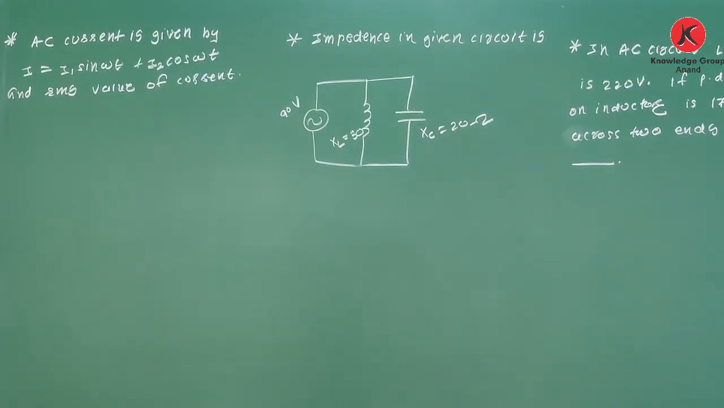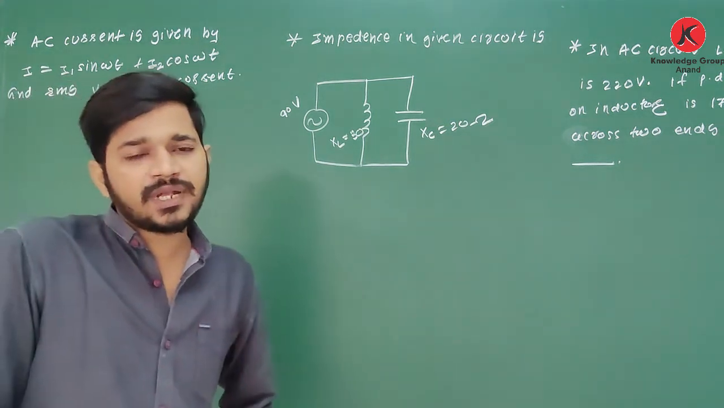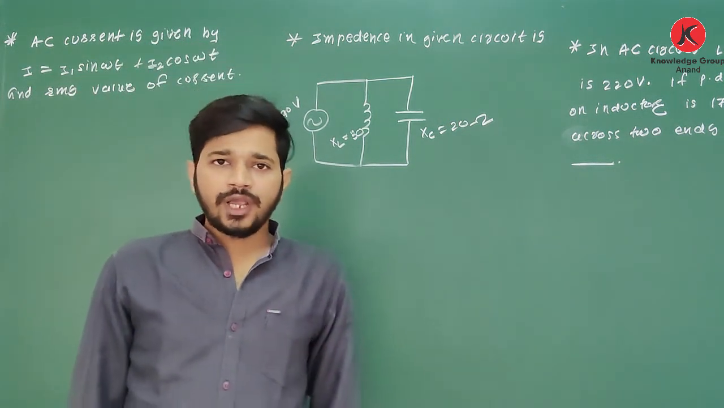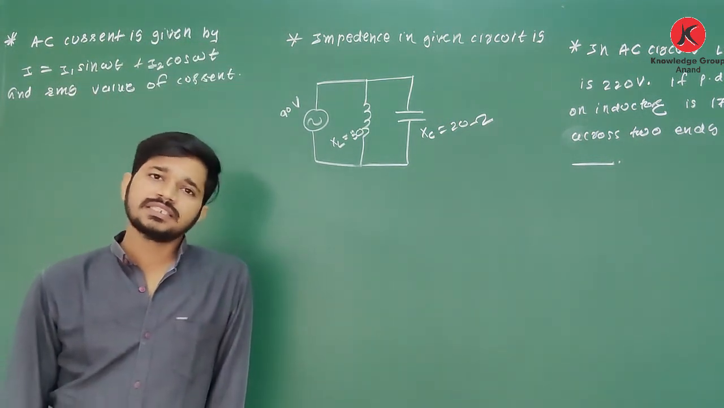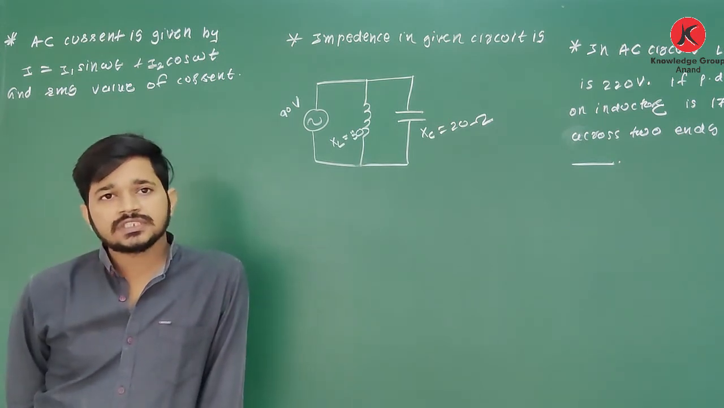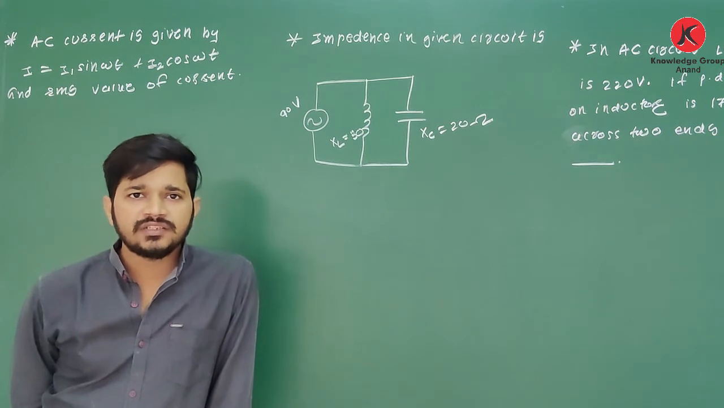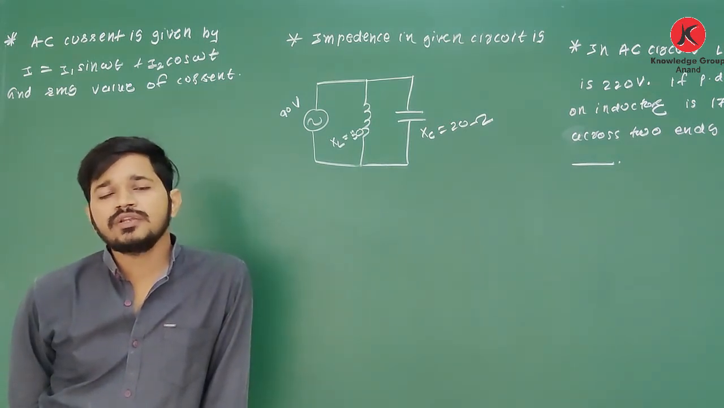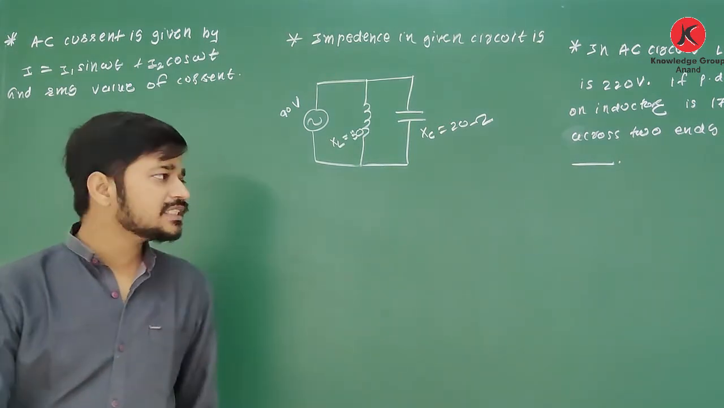Next question, see. AC current is given by I is equal to I1 sin omega t plus I2 cos omega t. Find RMS value of current. What is meaning of RMS? Root mean square. So first of all, which process you have to do? Obviously it is square. Root mean square, so it is root of mean of square. So first process is square.